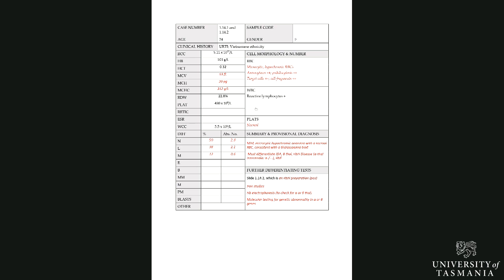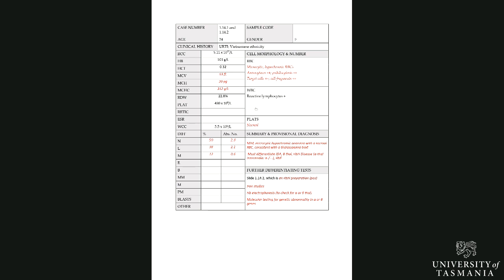So the summary is a mild microcytic hypochromic anemia with, it says normal cells there, but by saying normal cells, we're saying that there aren't any obvious forms of cells such as sickle cells there. Because it's microcytic, we need to differentiate iron deficiency anemia from the other abnormal hemoglobins that cause a microcytic picture.